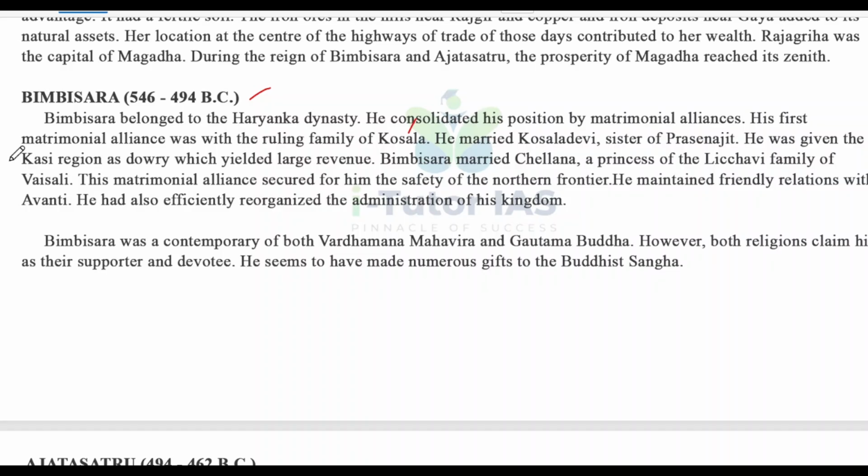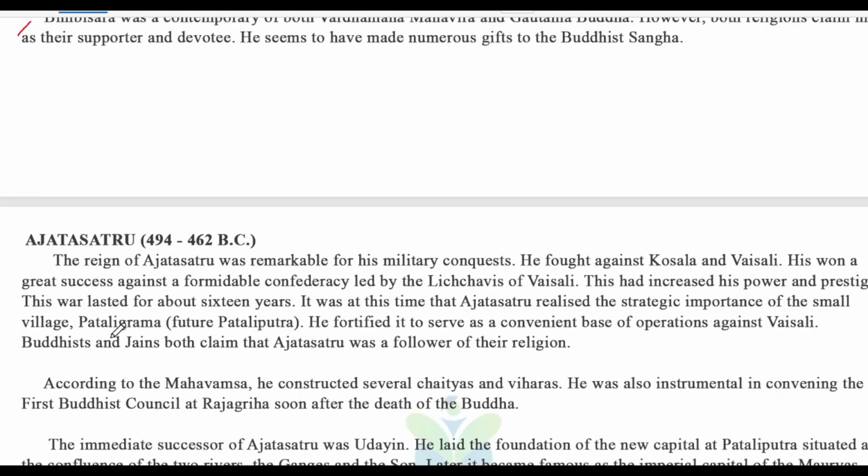Bimbisara married Chellana, a princess of the Lichchhavi family of Vaishali, and this matrimonial alliance secured for him the safety of the northern frontier. He maintained friendly relations with Avanti, and he also efficiently reorganized the administration of his kingdom. Bimbisara was a contemporary of both Vardhamana Mahavira and Gautama Buddha, and both religions claim him as their supporter and devotee. He seems to have made numerous gifts to the Buddhist Sangha.